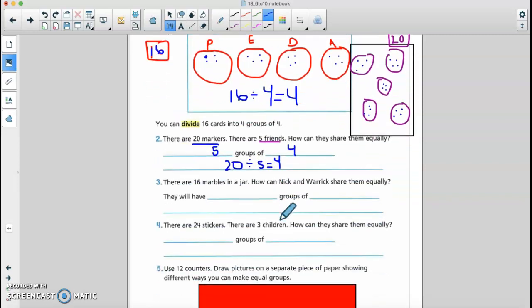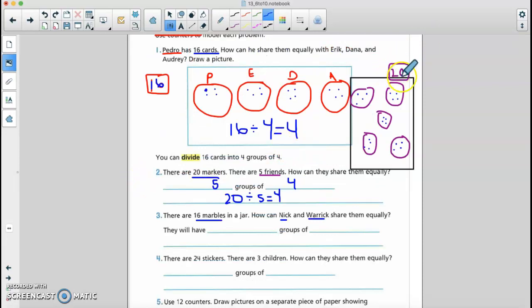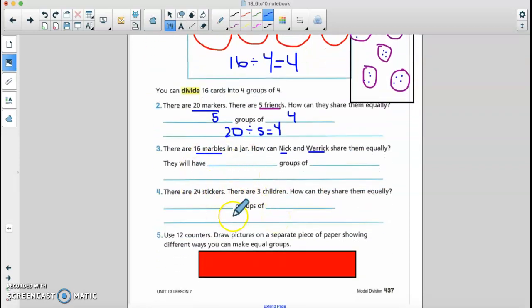Okay, same thing with here. It asks you to do 16 marbles in a jar, and how can Nick and Warwick share them equally? So you're going to have to think and draw out 16 on the side in this little square, draw how many groups you need, and then distribute them. Same thing with number 4, 24 stickers, 3 children. I'm going to have you push pause, and when you come back on, you'll have the answers.